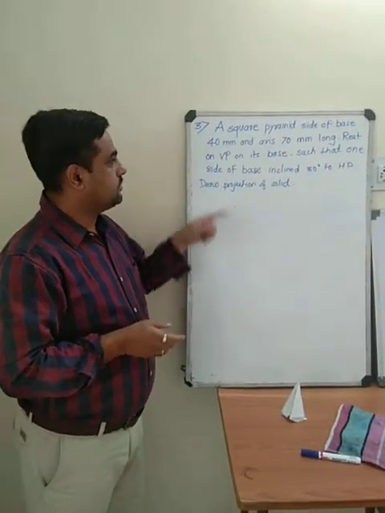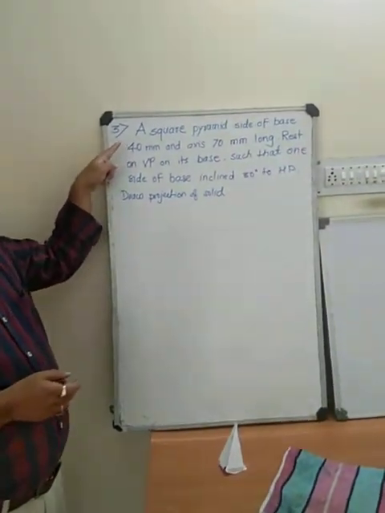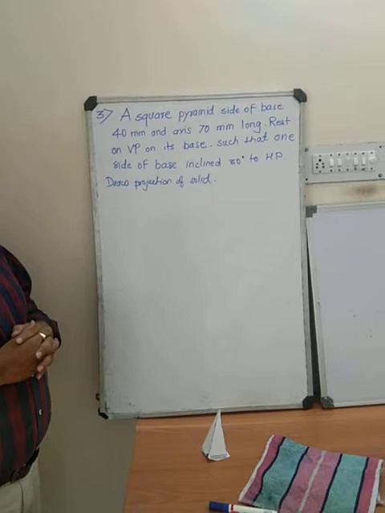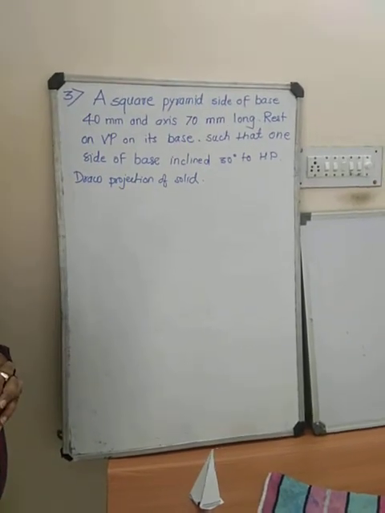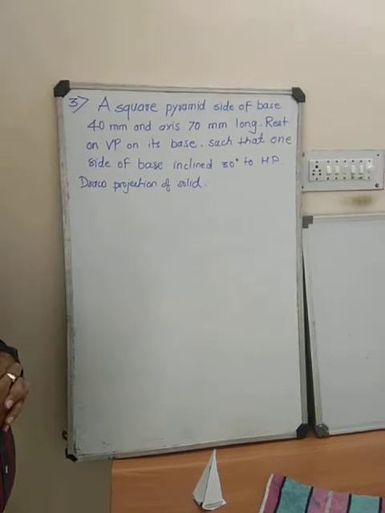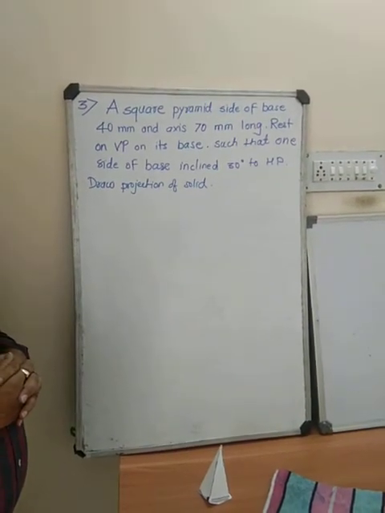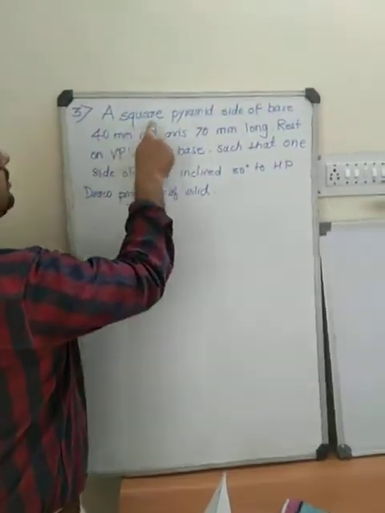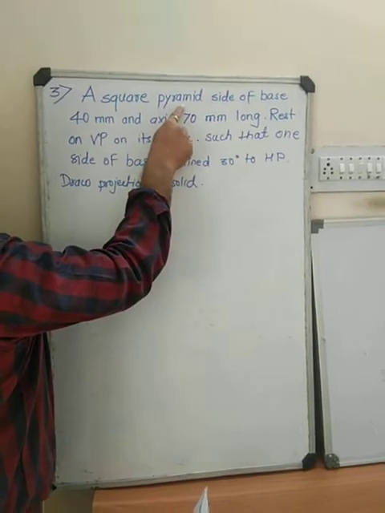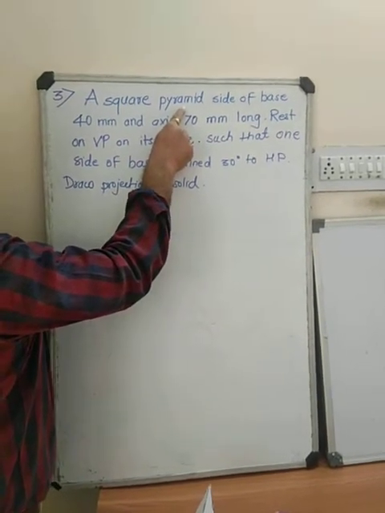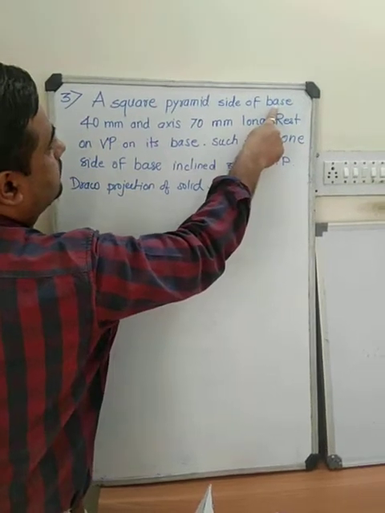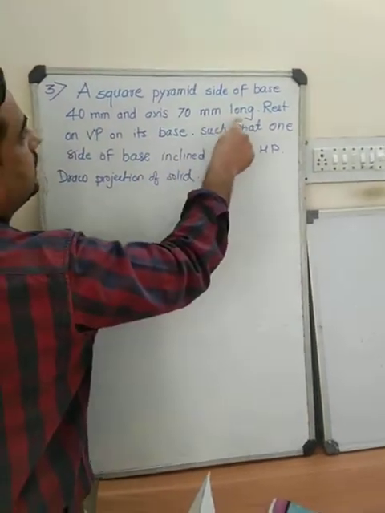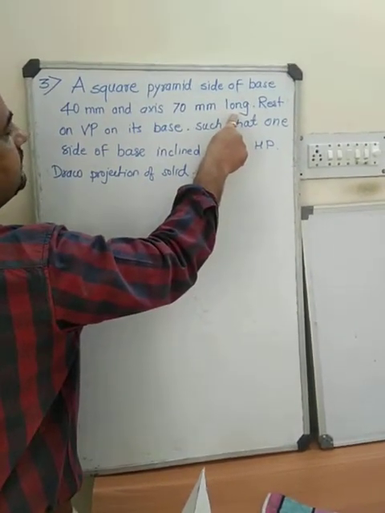Now this is today's problem, which is on the board. Read it carefully. Now, what is given in the problem? A square pyramid. The solid is a square pyramid. Now imagine the square pyramid. The side of the base is 40 mm long, and the axis is 70 mm long, the axial height is 70 mm.